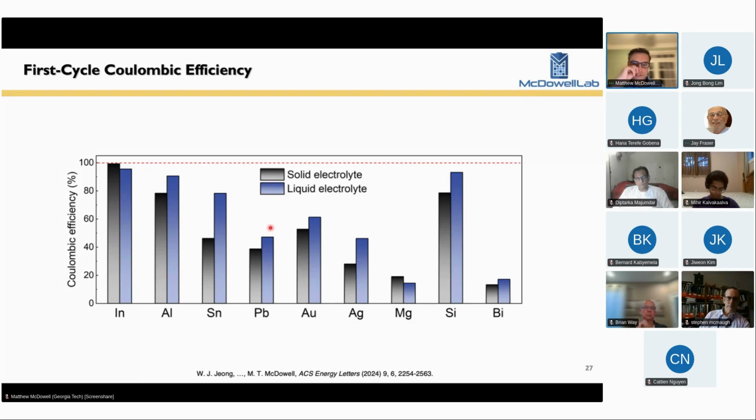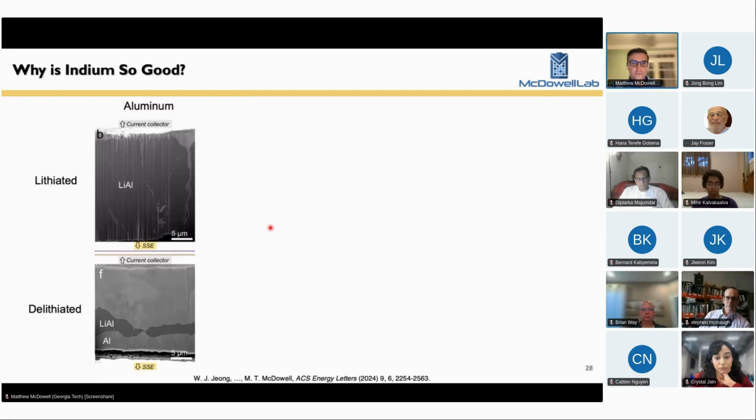This is for two reasons. In solid-state batteries, this is because of contact loss and interfaces, but it's also because of lithium trapping in these sorts of materials. Once you diffuse lithium in, sometimes when you delithiate, lithium can be trapped within the structure, and I have some evidence for that in a few slides. Actually shown right here. So the question is, why is indium so good? Here are some FIB cross-sectional images of various alloy materials. This is aluminum. This is a lithiated aluminum material. Aluminum reacts with lithium like silicon.